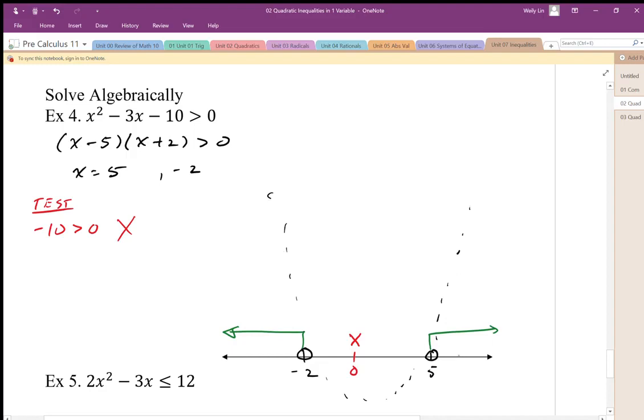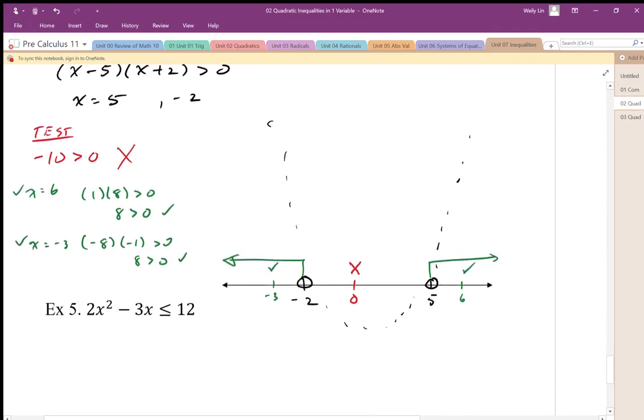I'm still going to go ahead and test, because I'm not quite sure of this. So I'm going to test those two numbers in the brackets. I'm going to test x equals 6. So I'm going to end up with 1 times 8 is bigger than 0. 8 is greater than 0. Check. That is a good solution. I'm going to test negative 3. So I get negative 8 times negative 1 bigger than 0. 8 is greater than 0. Check. Again, that's a perfectly good solution. So that justifies my number line solution here.